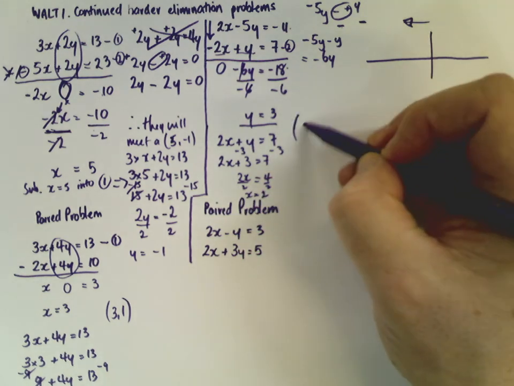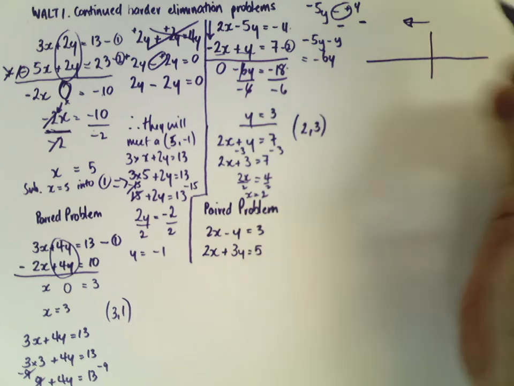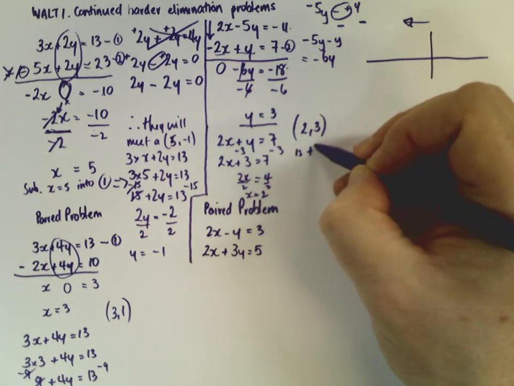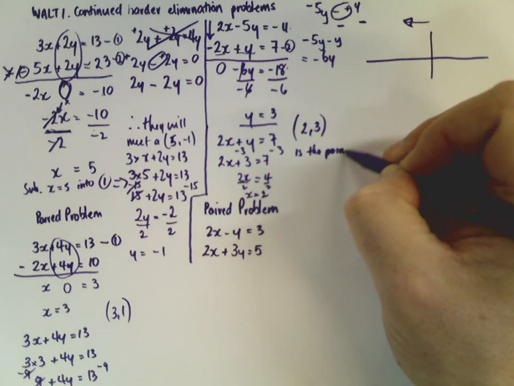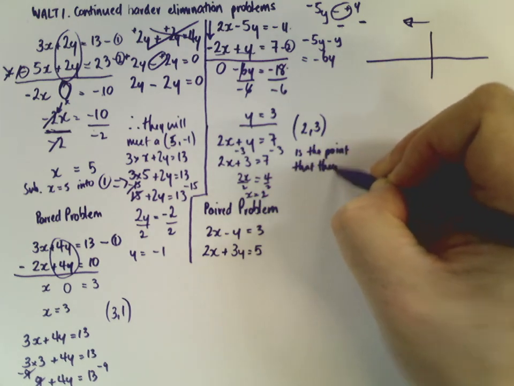So where do they meet? Well, always x first, 2, followed by y, 3, and that is the point that they will meet.